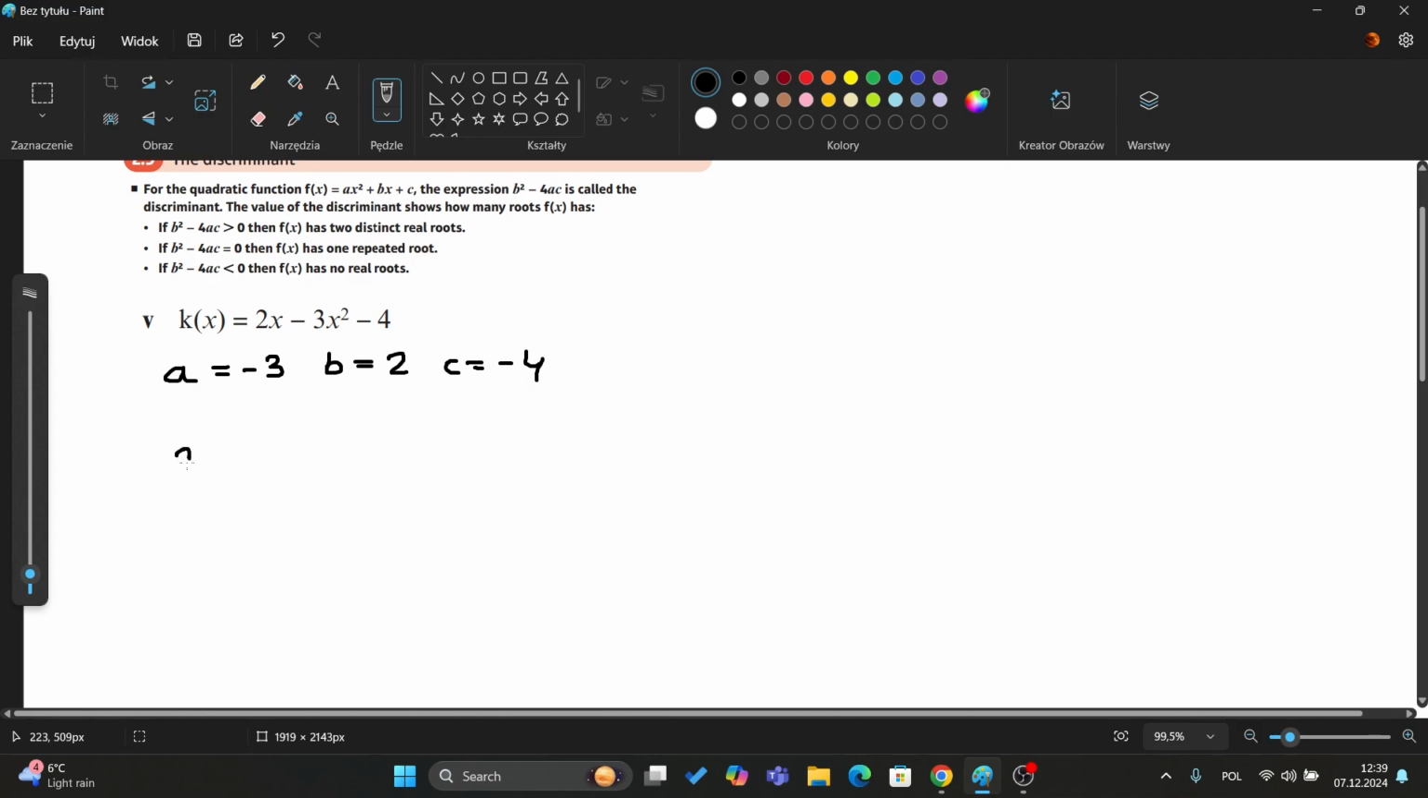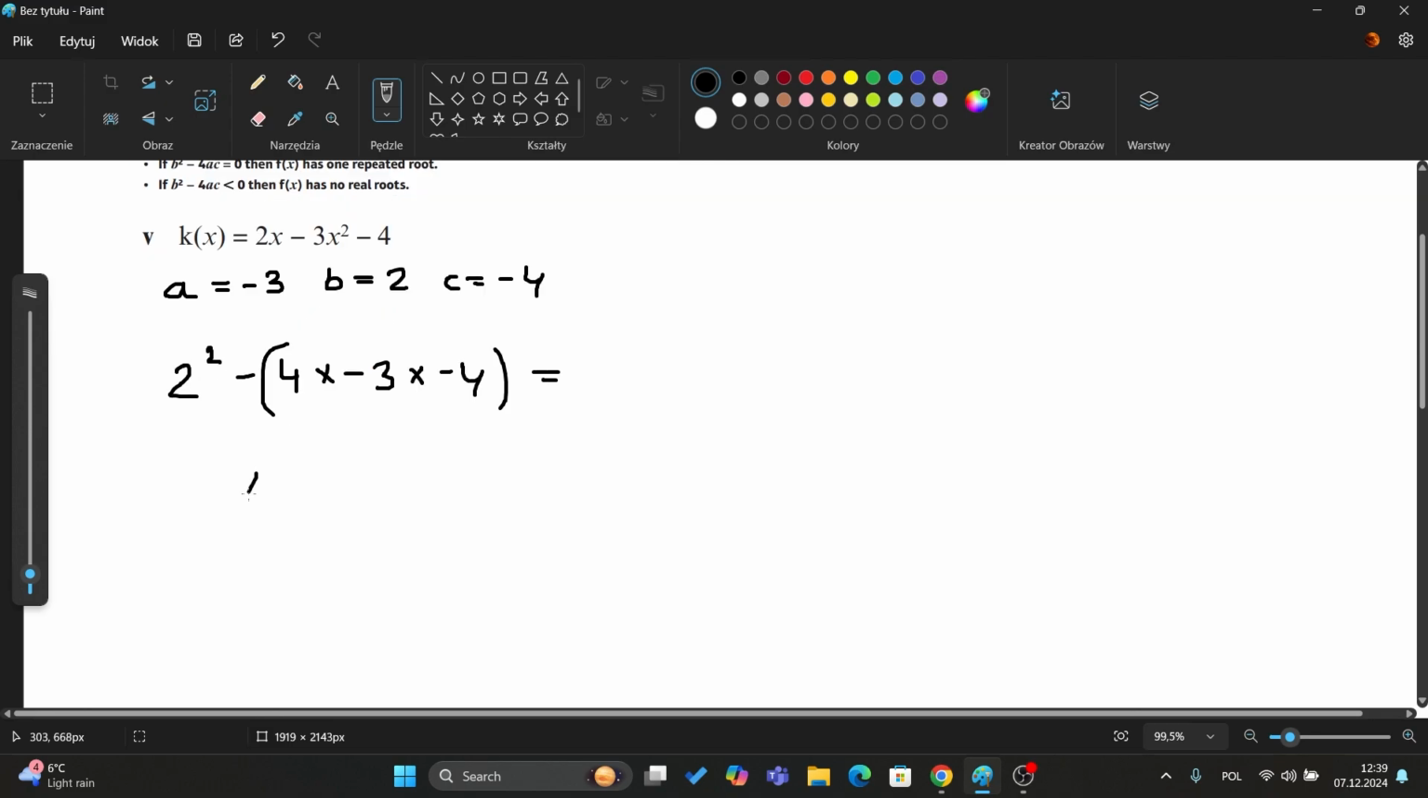And we have 2 squared minus 4 times minus 3 times minus 4. So 4 minus 48 is going to be minus 44, which is the value of our discriminant.